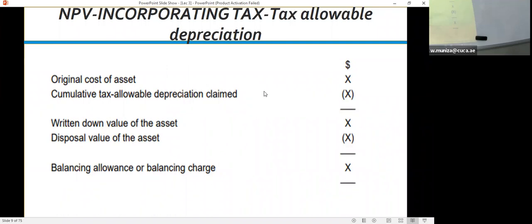Sure. We need to adjust the gain on disposal. Gain and loss of disposal. No, that would not be considered. Gain or loss of disposal. Done, Hashim?